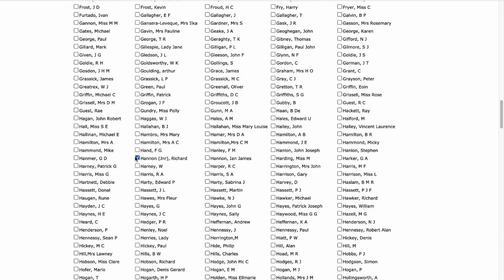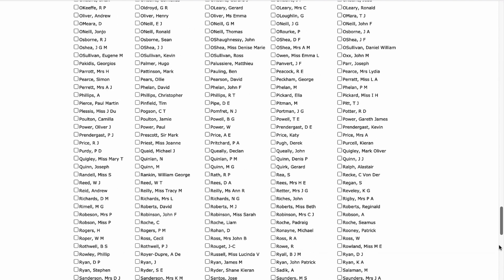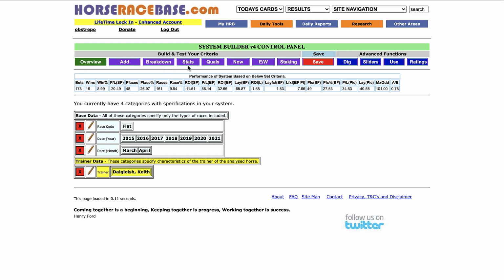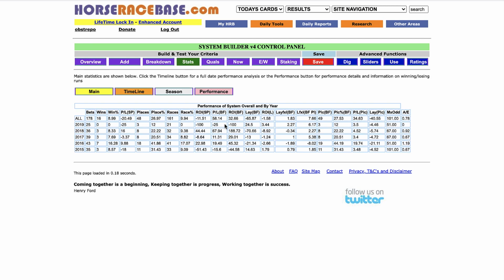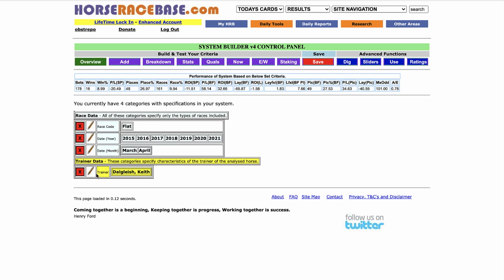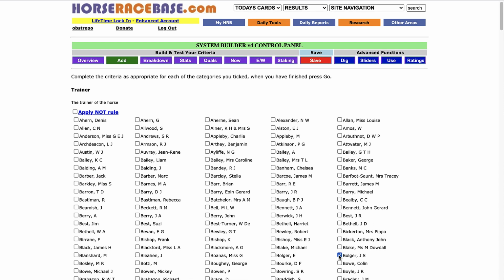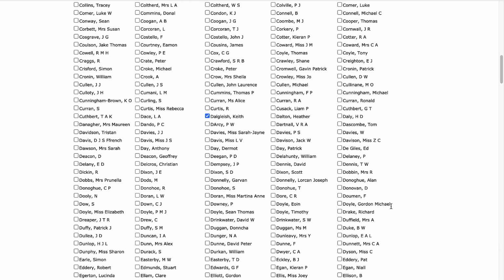Clear off Richard Hannon. So not a single winner there at 2019. Decent performances in 2018, 17, 16. Although the strike rate was fairly low there. Certainly the 2019, having no winners would be a worry for me. So based on that, I'm going to put a strike through him. And we have... Next on this was Bolger. Clear off Dalglish.